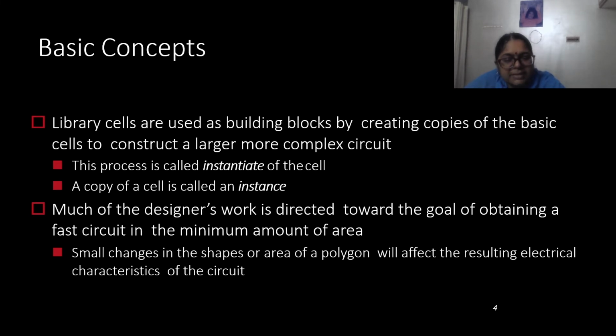And similarly, minimum amount of area. So, we should choose our design such that it should be fast enough, and the area it takes is also lesser. And whatever changes we are going to do in the polygons which we are going to use for creating the mask layout, they will affect the electrical characteristics of the circuit.